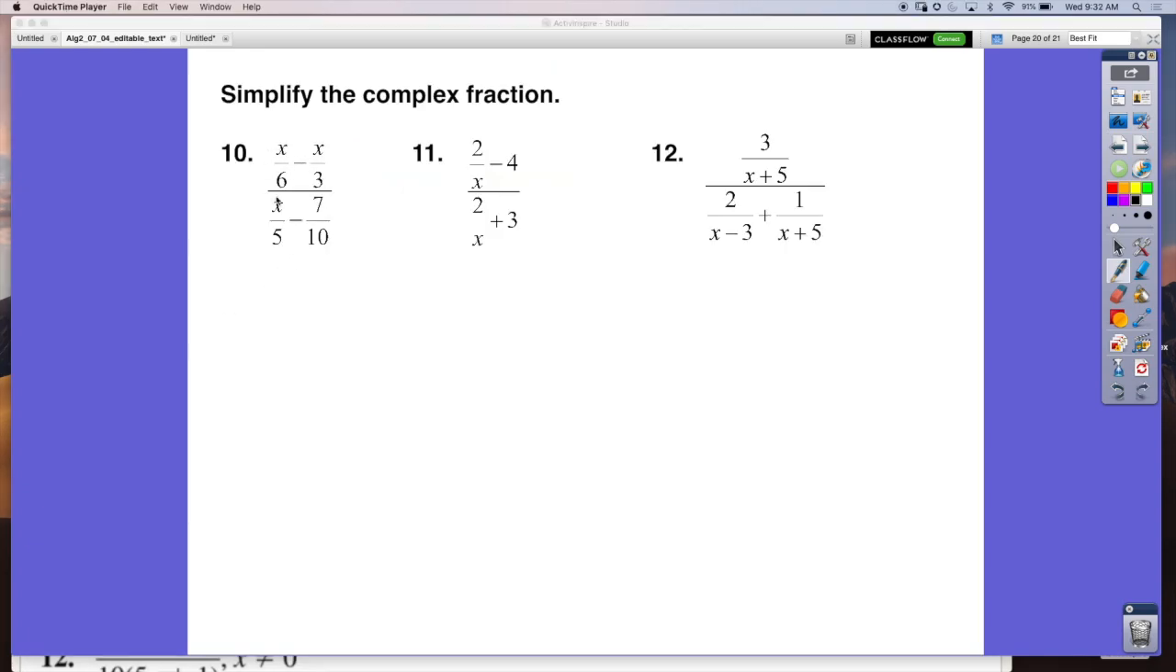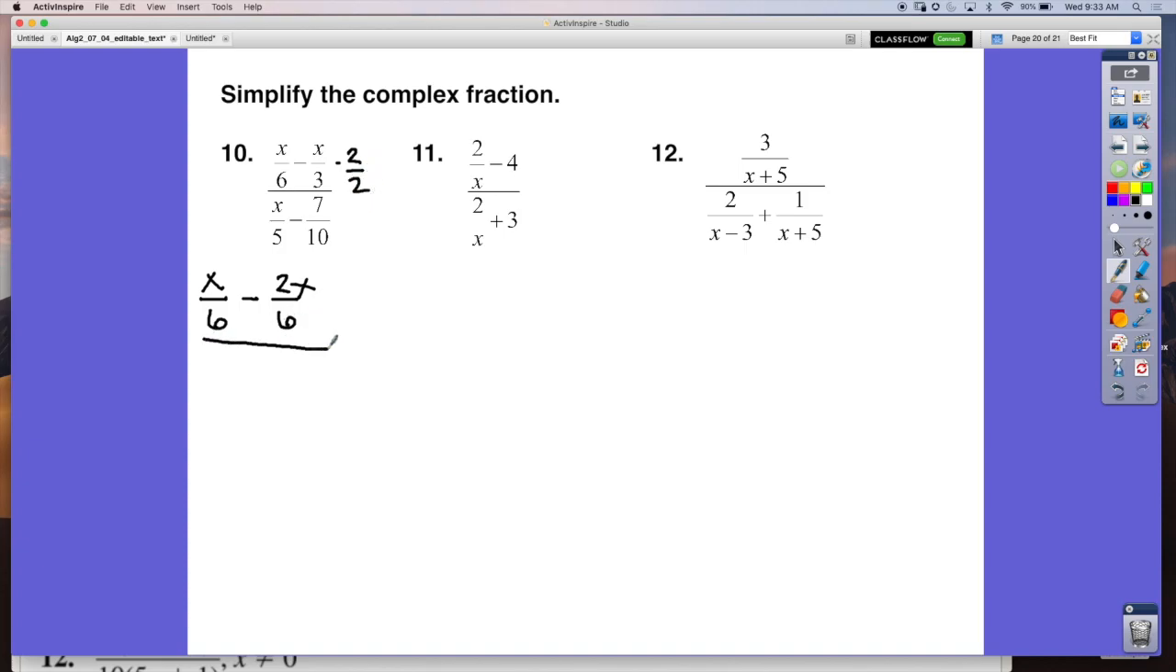And let me just simplify the numerator first. So knowing that the common denominator is 6, I already know that. This one stays x, and what does this one become? 2x. Because I'm going to multiply the top and bottom by 2. Okay, I'm going to leave it like this first. I know that the common denominator here is going to be 10. So I'm going to multiply this one by 2 over 2. So the denominator here is going to be 10, and this is going to be 2x minus 7.